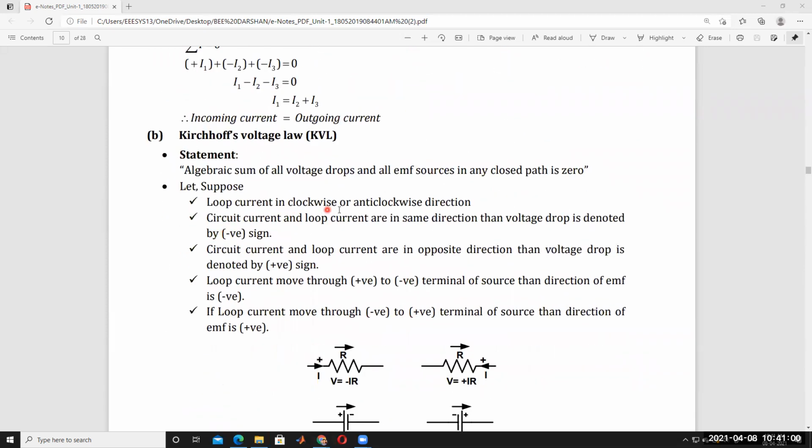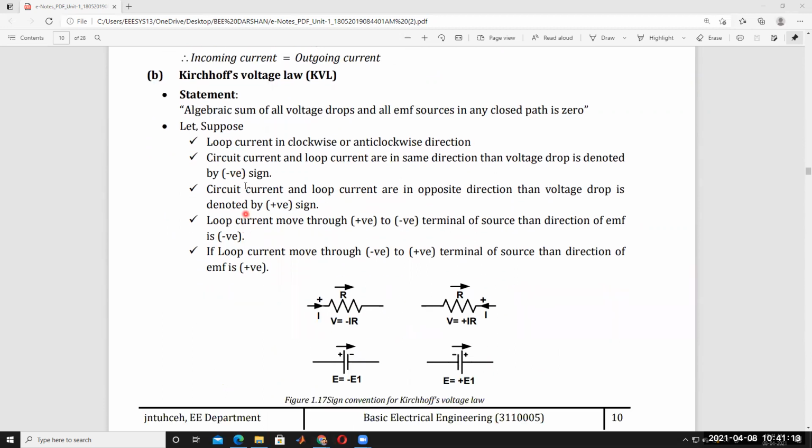So loop current is in a clockwise or anti-clockwise direction. If the branch current and loop current are in the same direction, then the voltage drop is denoted by a negative sign. If the branch current and loop current are in opposite directions, then the voltage drop is denoted by a positive sign.